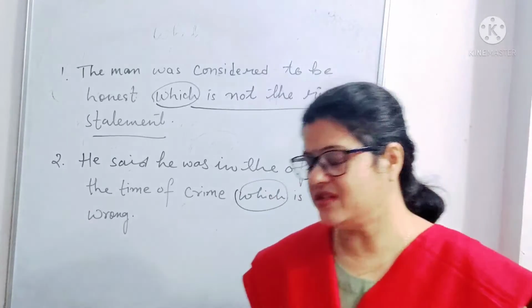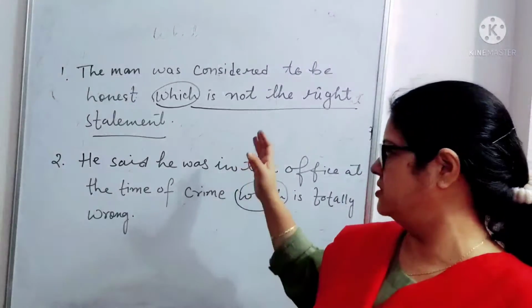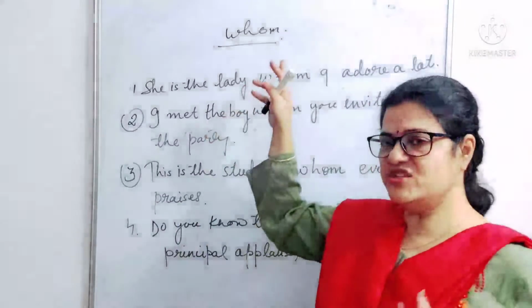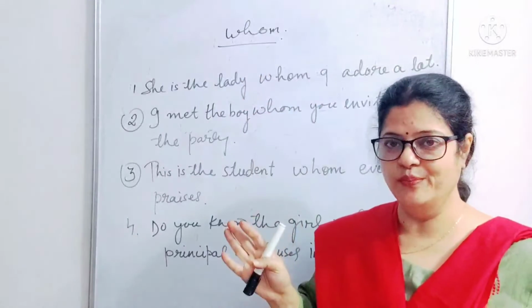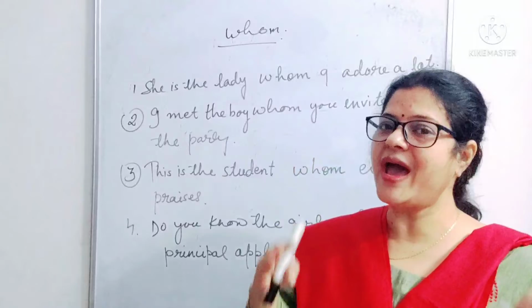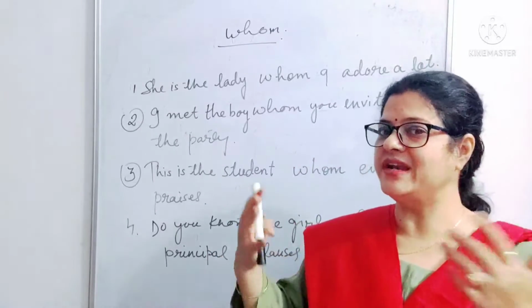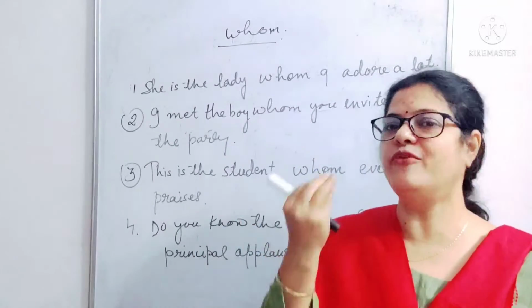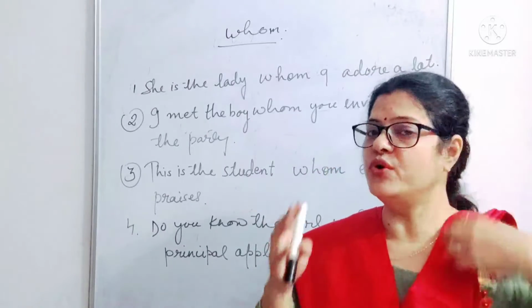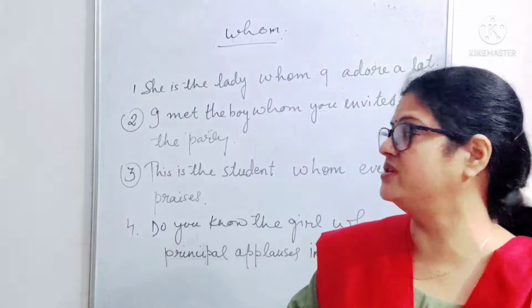Okay, now let's know more about the relative pronoun whom. So my next relative pronoun is whom. Now remember one thing, that who and whom, these two relative pronouns, are used only for human beings. They are precisely used only for human beings. You must remember this thing.